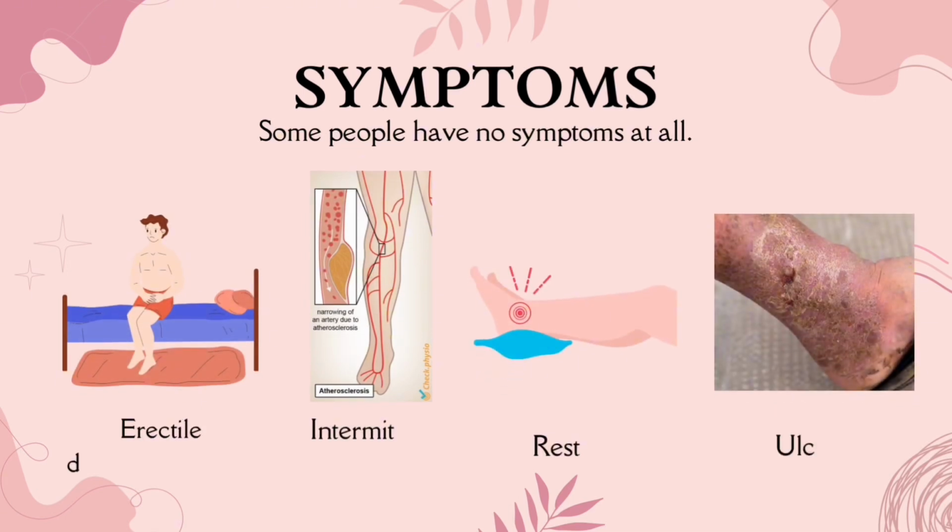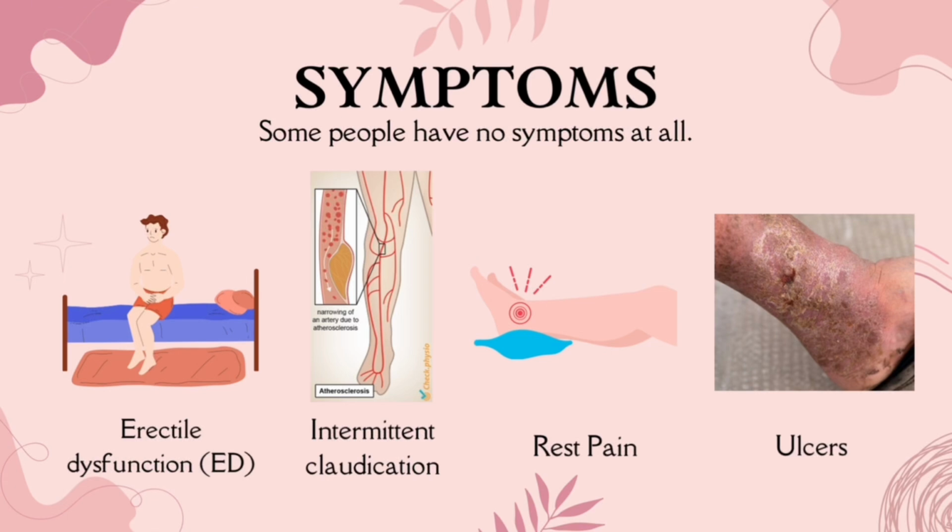Next are the signs and symptoms for patients who have AIOD. Some people have no symptoms at all, but these are the symptoms that can be present if someone has AIOD. First is erectile dysfunction. Why can people have erectile dysfunction? Because there is lower blood flow at the lower part of the body.